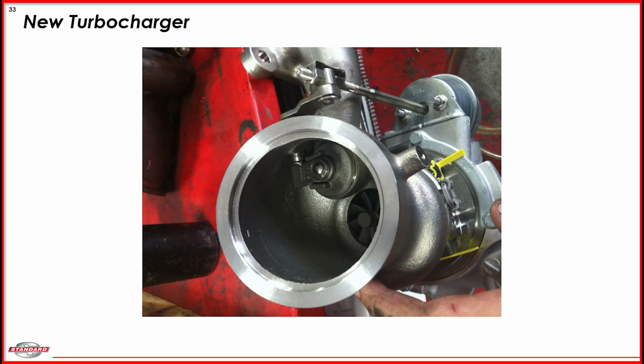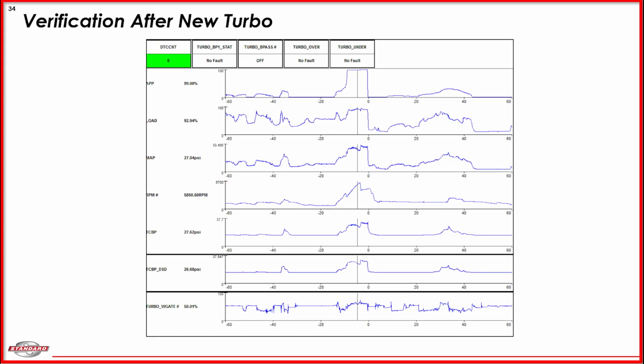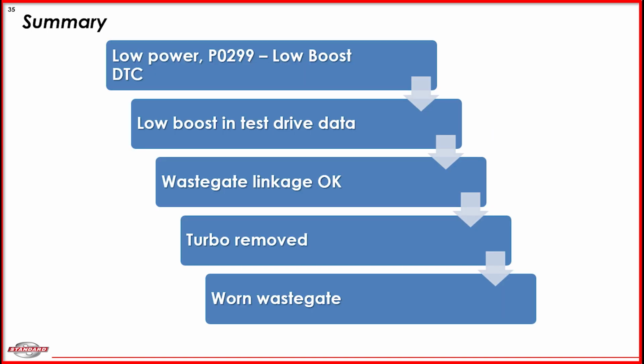Obviously, a new turbocharger was put on. You can see the wastegate is sealed properly when the vacuum was applied to it. Then when we verify our job after the work, with the new turbocharger installed, the boost pressure is correct and therefore power was restored. So in this case, again, we started out with an underboost situation, a P0299.